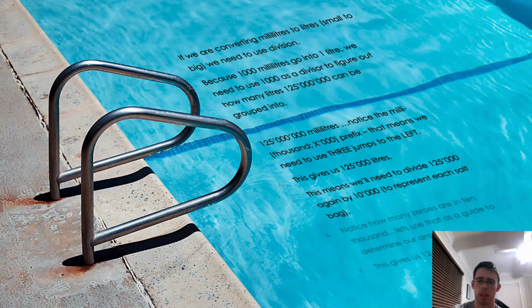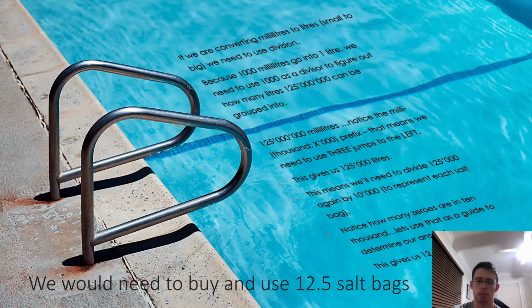This, of course, means we need to divide 125,000 again by 10,000 to represent each salt bag. Again, notice how many zeros are in 10,000. So, let's use that as a guide to determine our answer. This, of course, gives us 12.5 salt bags in totality.